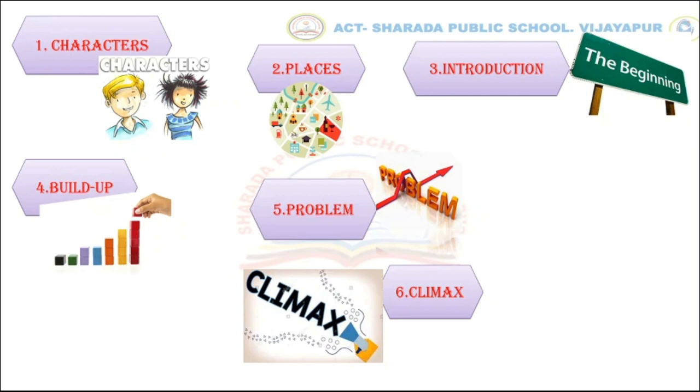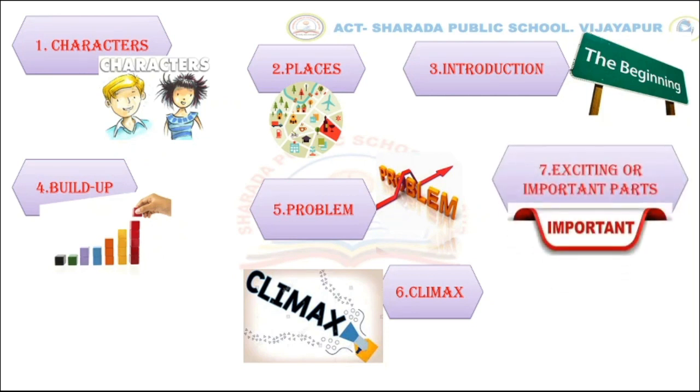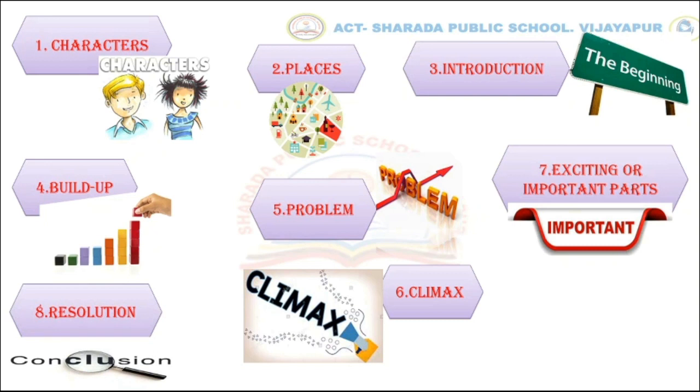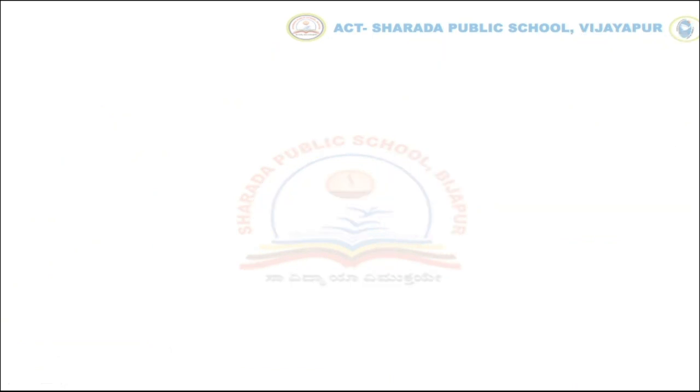Number 6, climax, the interesting part of the story. Number 7, exciting or important parts. Number 8, resolution, also known to be the conclusion. And at last, the end.